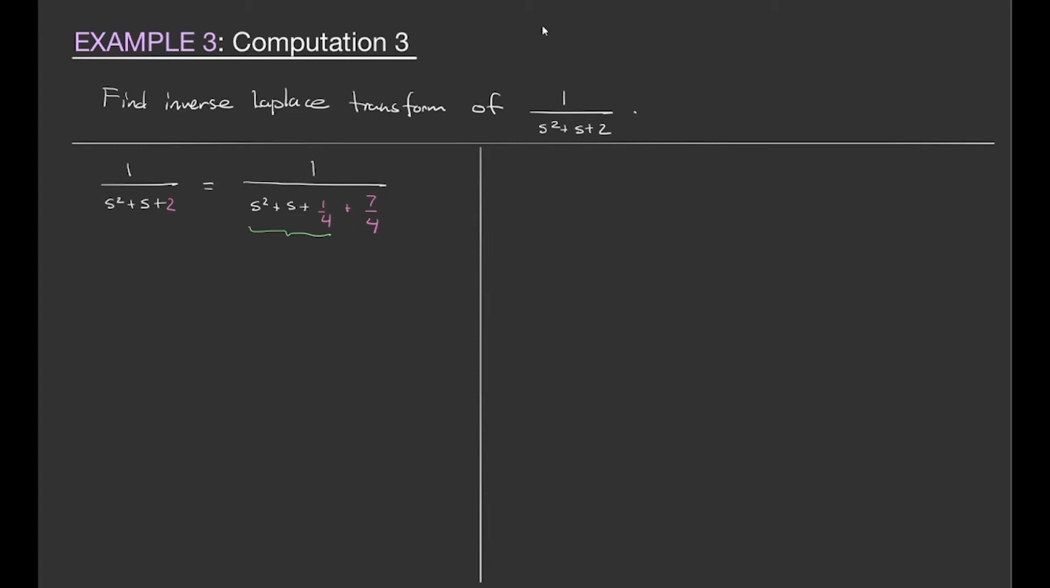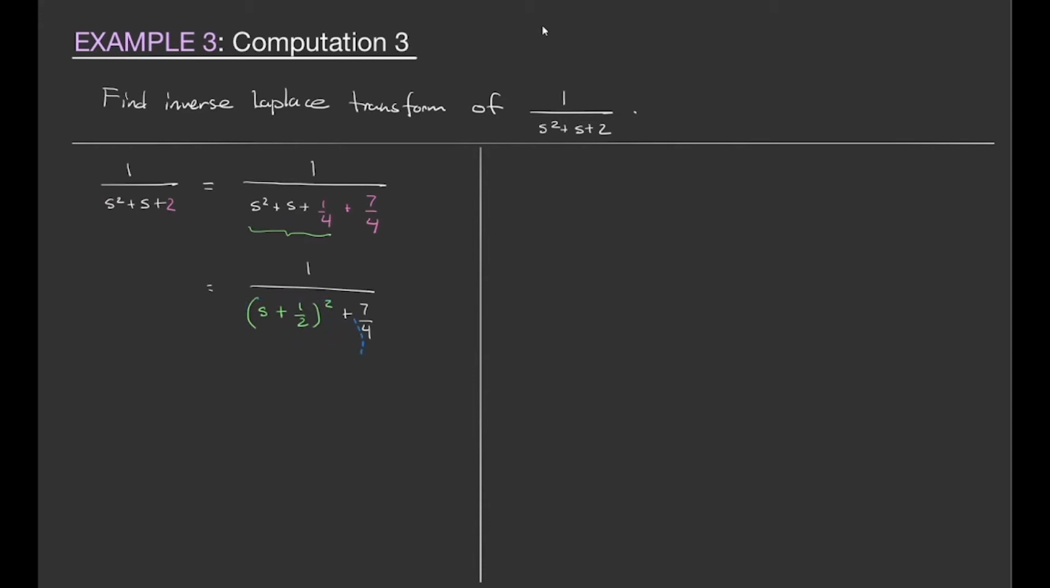Now I've chosen to break apart 2 into 2 parts, 1/4 and 7/4. Observe that if you add 1/4 to 7/4, you'll get 8/4, and then that is of course 2. Now I've siphoned off a 1/4 here because it is exactly the number that is as I described. Take 1, the coefficient, divide it by 2, and then square it. The reason we've done that is so that we can now take this s squared plus s plus 1/4, and we can factor that. It factors as s plus 1/2, that quantity squared.